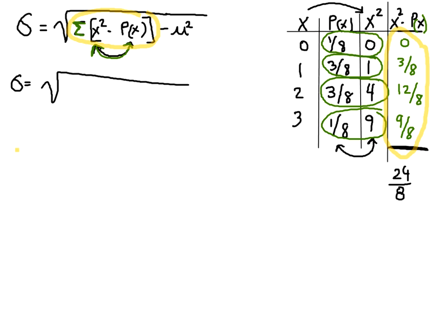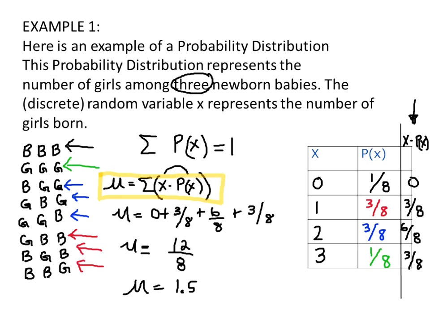I keep drawing the square root and it keeps going in a very odd way. Okay, so let me try that again. Square root. So we have the 24 over 8, which is where you're getting 3 from, right? So that part of the equation is just 3 minus the mean squared. Now, we already had the mean. That was the previous calculation we did. The mean was 1.5.